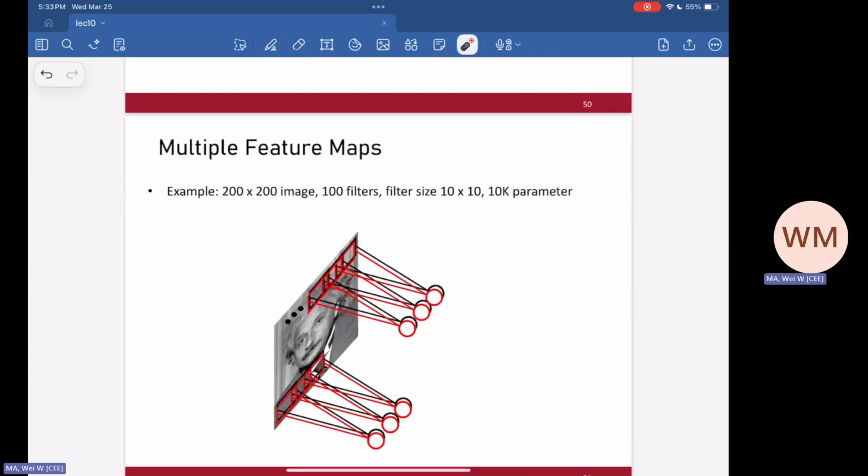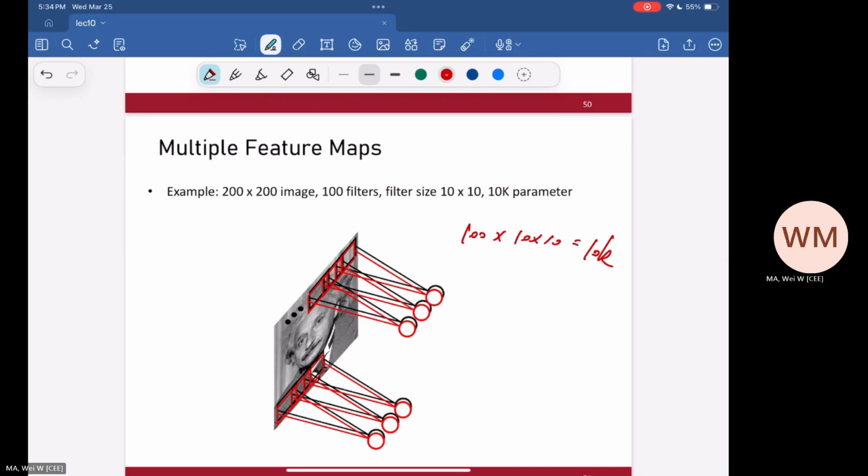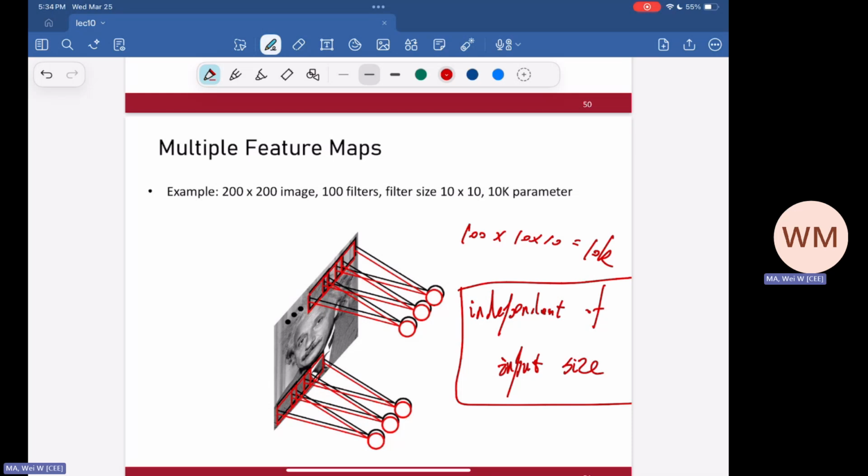Okay, so in this case, you can see that in a 200 by 200 image, if we just use 100 filters and the filter size is 10 by 10, so 100 filters by 10 by 10, this is just 10K parameters. And a very interesting observation is that this has nothing to do with the image size. You give me any size of image, I can still apply this filter. So this is independent of input size. This is a very important feature.